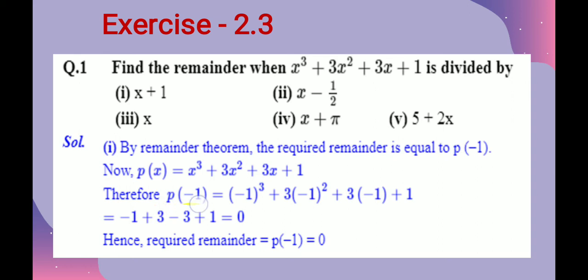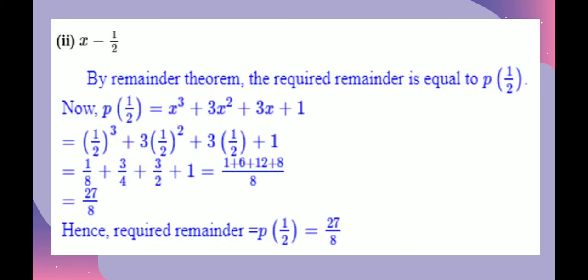Therefore, p of minus 1, we are replacing x with minus 1, is equal to (minus 1) raised to the power 3 plus 3 multiply (minus 1) raised to the power 2 plus 3 multiply minus 1 plus 1. On solving, we'll get (minus 1) raised to the power 3 is equal to minus 1. 3 multiply (minus 1) raised to the power 2 is equal to 3. 3 multiply minus 1 is equal to minus 3, plus 1, which is equal to 0. Hence, the required remainder p of minus 1 is equal to 0.